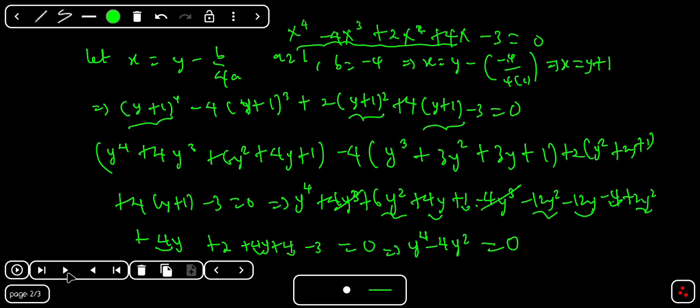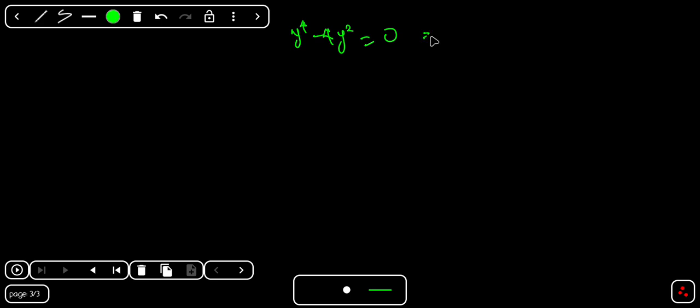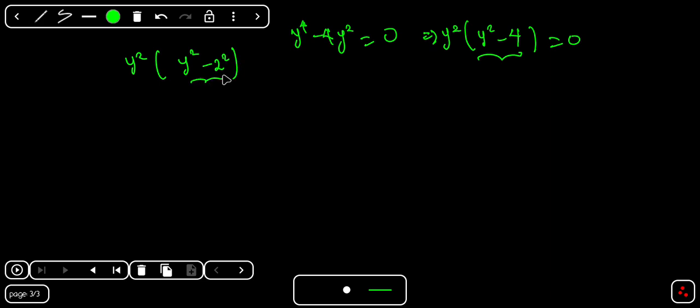So what we have now is y raised to the power of 4 minus 4y raised to the power of 2, which is equal to 0. All right, guys, so we can factorize this. So that is y raised to the power of 2 into bracket y raised to the power of 2 minus 4, which is equal to 0. And then this also we can simplify. So that will be y raised to the power of 2, then into bracket y raised to the power of 2 minus 2 squared, and this is a difference of 2 squares. So which will be y raised to the power of 2 into bracket y minus 2 multiplied by y plus 2, which will be equal to 0.